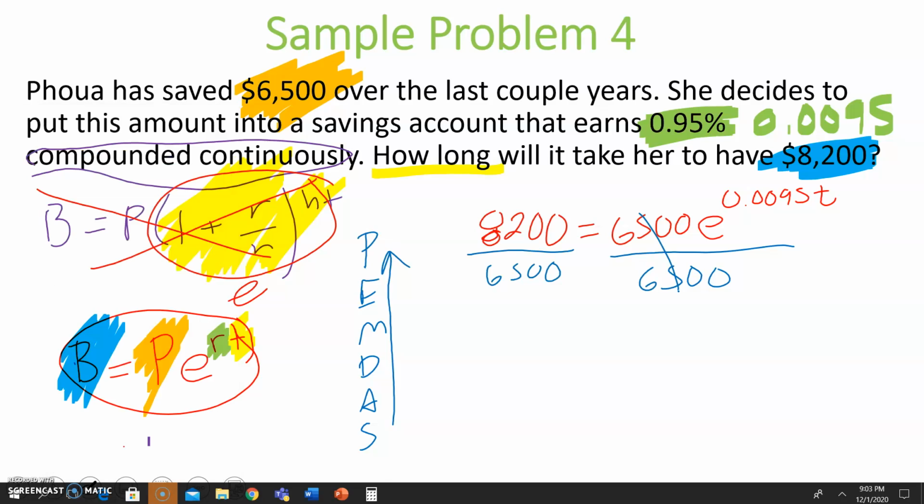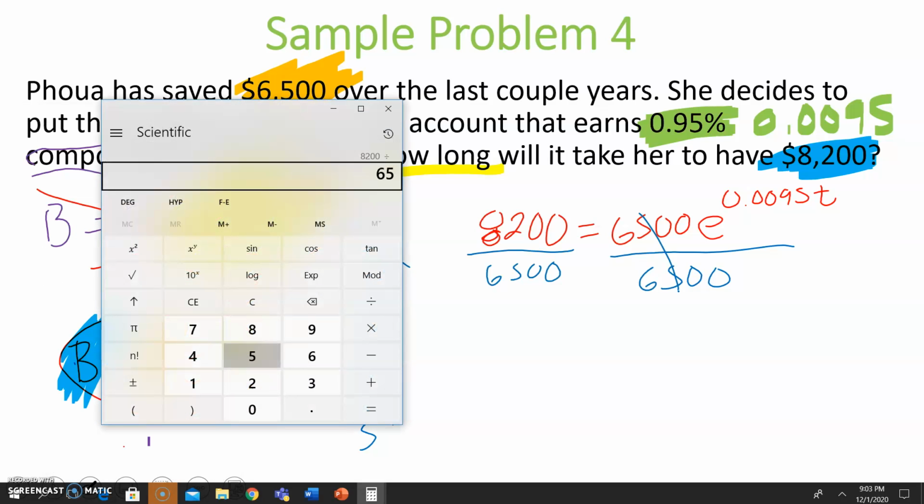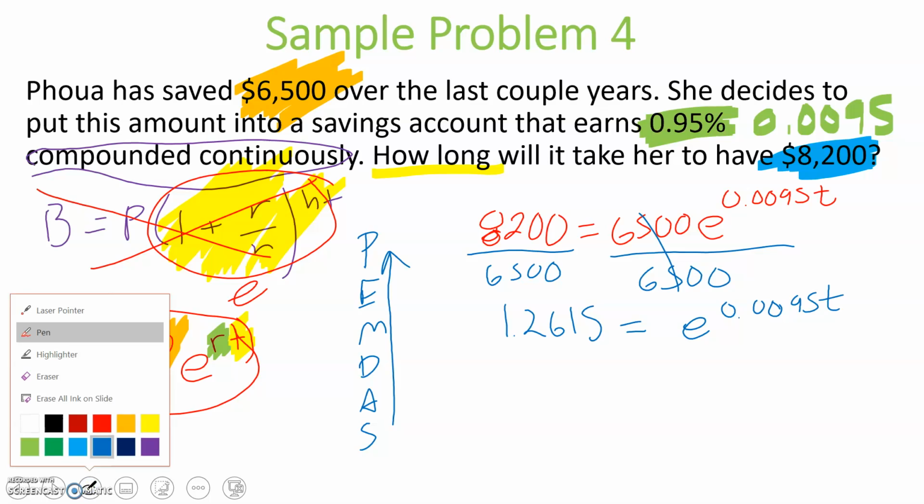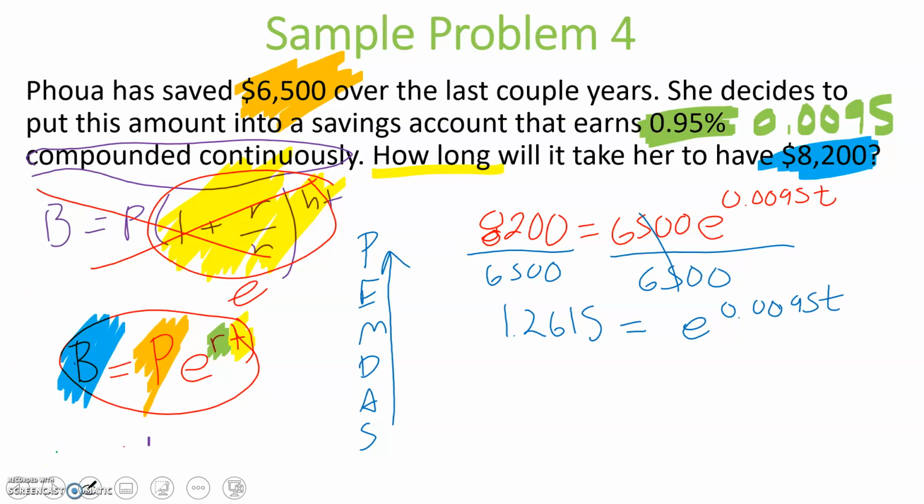On the left, let's take a look. We have 8,200 divided by 6,500, and that's about 1.2615. And we want to round it as little as we can. Clearly that number was going to go on and on, but we want to extend it a few decimal places to increase the accuracy of our final answer. It is equal to e to the power of 0.0095 t. Now, ultimately, we want to get this t out of the power.